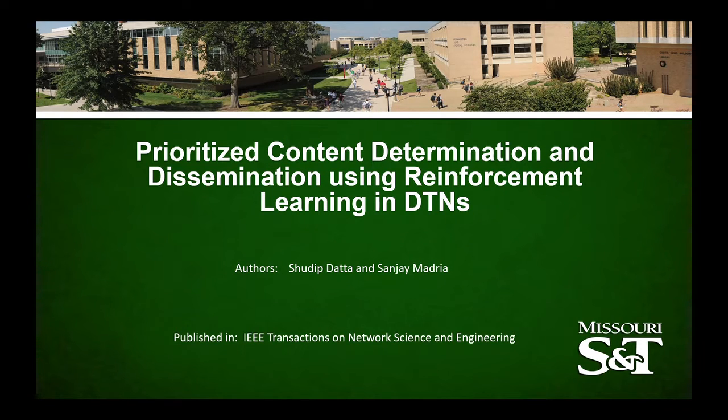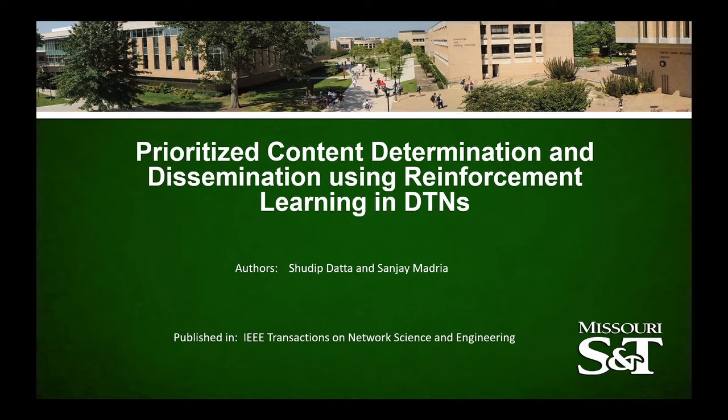I am a PhD student in the Department of Computer Science from Missouri University of Science and Technology. Today I am going to present my most recent work which was published in IEEE Transactions on Network Science and Engineering in 2021, and the title of my paper is Prioritized Content Determination and Dissemination Using Reinforcement Learning in TTNs.